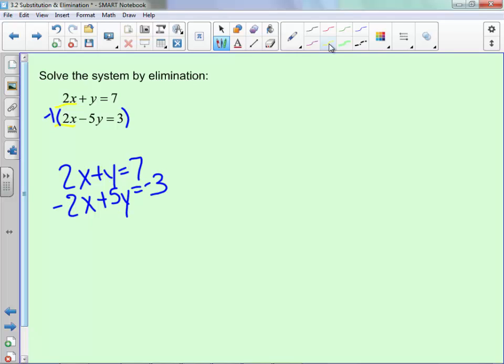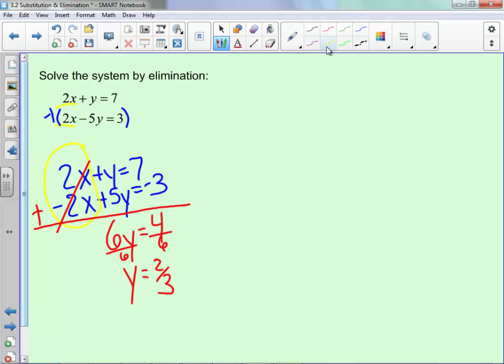Now notice the x's have those opposite coefficients. So now when we add our two equations, those will go to 0. 1y plus 5y is 6y. 7 plus negative 3 is 4. When we divide both sides by 6, we can simplify and get 2/3. And then we'll go ahead and substitute this into one of the equations.